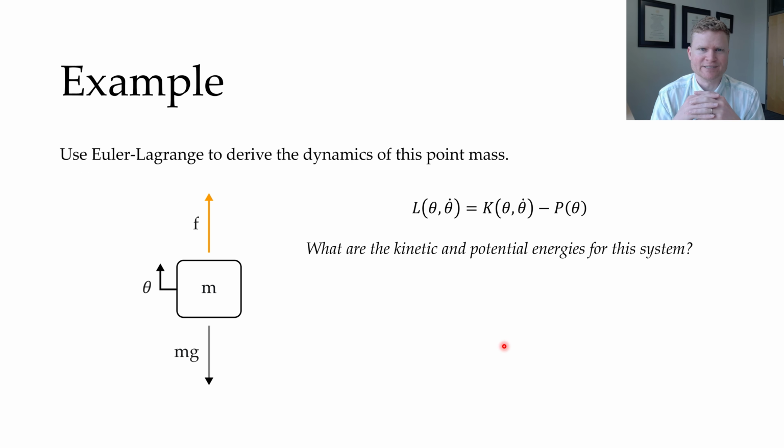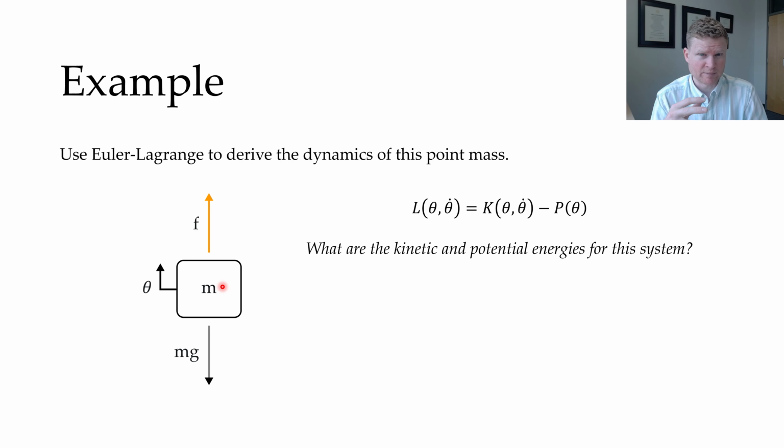So let's go through an example. We're going to use the Euler-Lagrange equation to derive the dynamics for this point mass. Now, you might say, I've already found the dynamics of this point mass, and you have. The idea is, can we see if we can get the same answer if we use the Euler-Lagrange equation? So let's get started by finding the kinetic and the potential energy for this system that we've seen before. As a reminder, your kinetic energy is energy due to motion, and your potential energy is energy due to the height of the system and the effect of gravity.